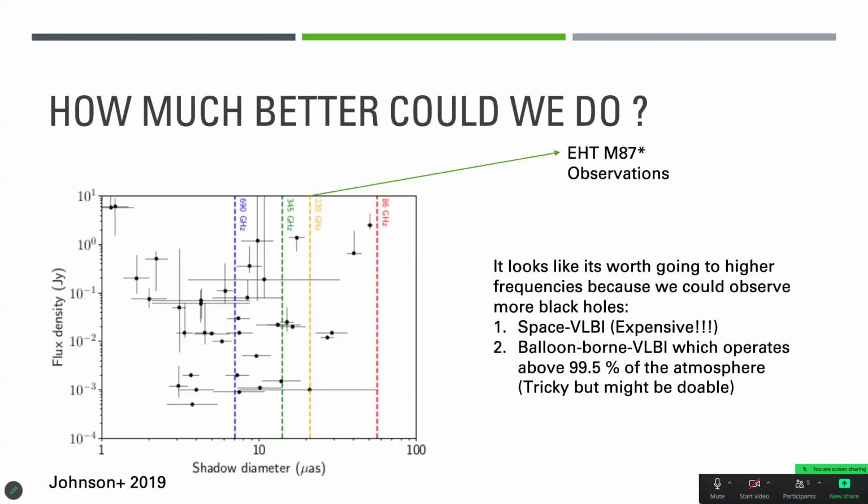So we have two options here. Either we can go to space, where we don't have the atmosphere. We'll also have longer baselines. It'll be great, but it's really, really expensive. We all know how expensive James Webb was. The other option is we can try to do this from a balloon. We won't have longer baselines, but we'll have access to higher frequencies because we're above 99.5% of the atmosphere.